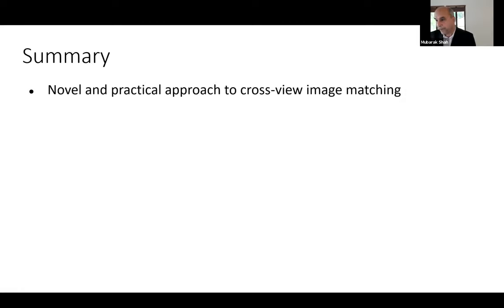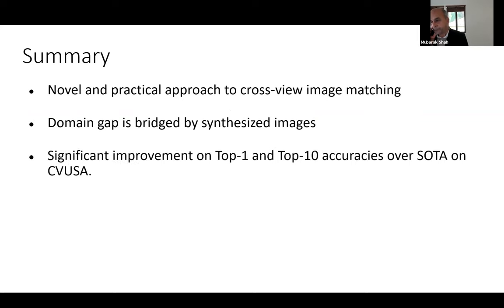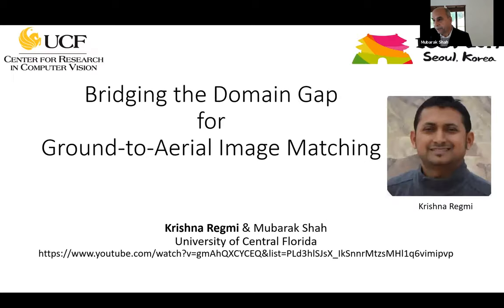So in summary, we have this novel practical approach to cross-view image matching. We fill the domain gap with synthesized images, and that's the beauty of the GAN. There is significant improvement on top one and top 10 accuracy on the state-of-the-art CVUSA. And this can also be used for other view transformations, in horizontal or vertical directions. So that is this paper.